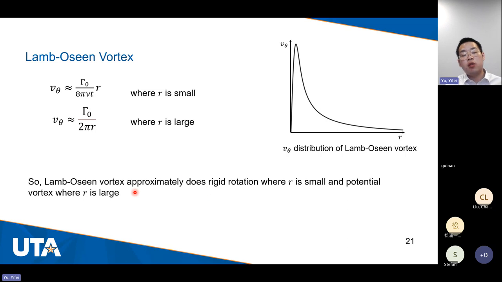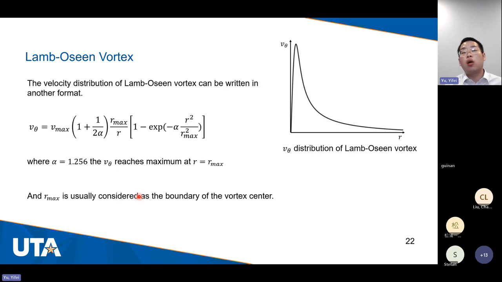So we can get this conclusion. The Lamb-Oseen vortex approximately does rigid rotation where r is small, and potential vortex where r is large. So the vortex boundary can be evaluated by the r max. The Lamb-Oseen vortex can have another form. This form includes v max and r max to describe the distribution of rotational velocity. Usually people believe it is reasonable to think the vortex boundary is the r max. So we will compare using different methods to see which one matches this result.